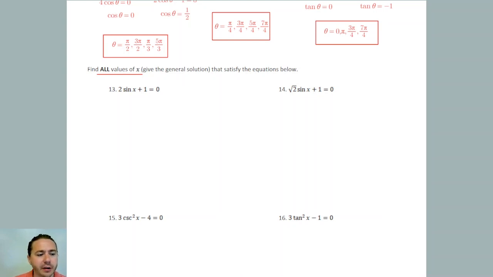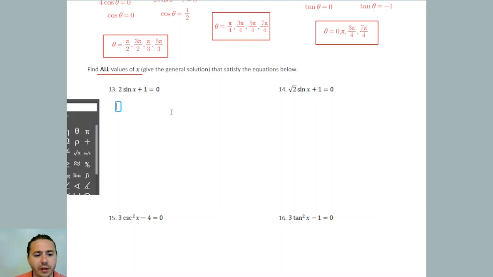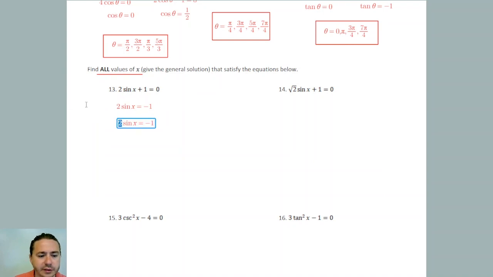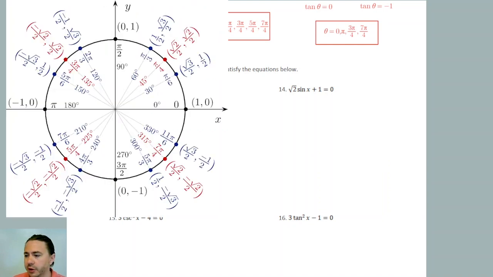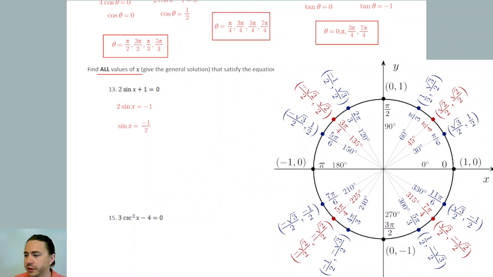So for number 13, we are going to start by subtracting 1, and then we're going to divide by 2. I'll do that separately. So 2 sine of x equals negative 1. We'll divide both sides by 2. So we get sine of x equals negative 1/2. Looking at our unit circle, that's really how you're going to solve these: we're looking for where the y coordinate is negative 1/2. Let's try not to mess this up like the last one that I messed up. That looks like 7 pi over 6 and 11 pi over 6.